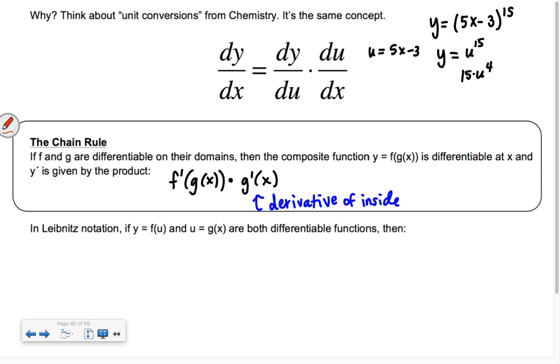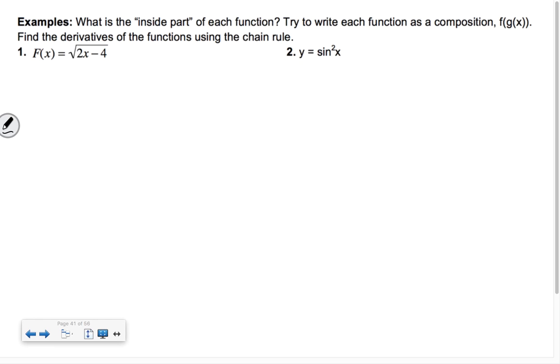Okay, so you will need to know this formula. You'll get used to using it though, so it's not really one that I would focus on memorizing right now, but we're going to use it a lot with chart problems in particular. In Leibniz notation, just like we said, y is, you're going to take the derivative in terms of u, and u is the derivative in terms of x. So that's why the dy over dx looks like that. It's two separate pieces.